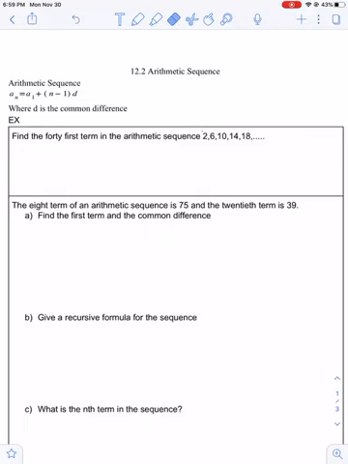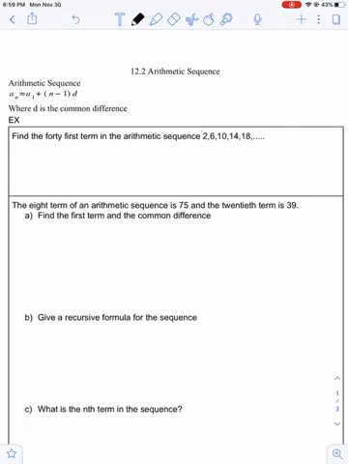And first we're looking at the formula. So a sub n equals a sub 1 plus n minus 1 times d. And the d is the common difference. A sub 1 is your first term. A sub n is like the term you're looking at, the value of it, and n is that term.